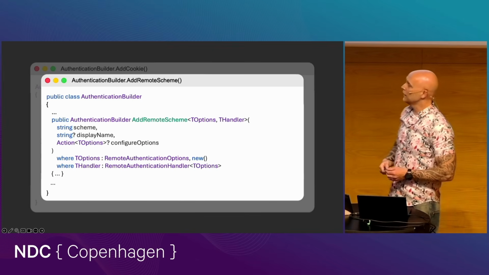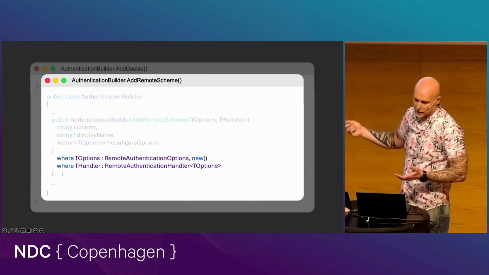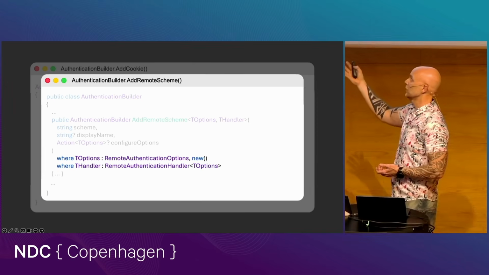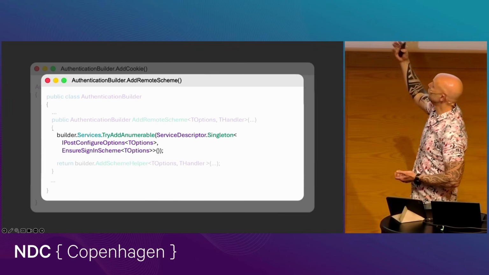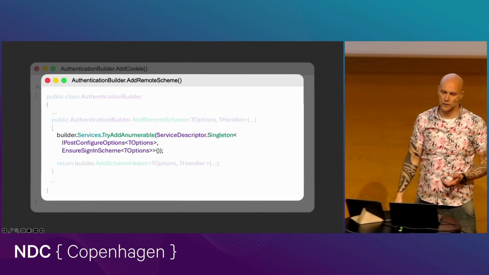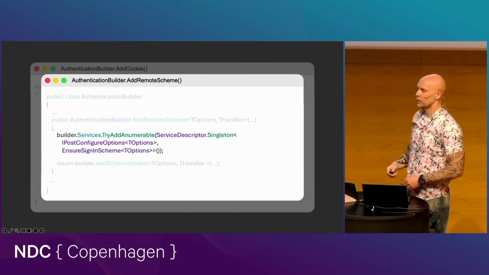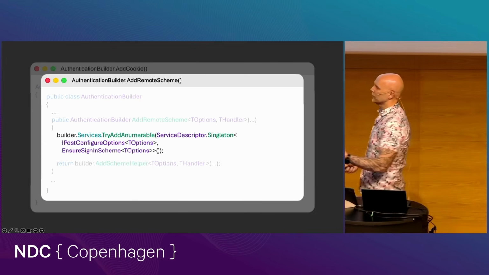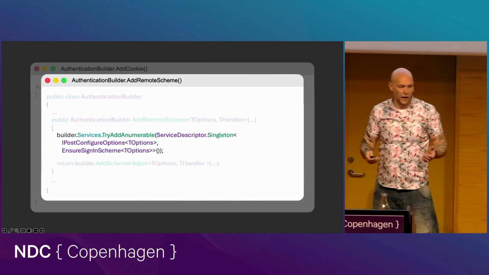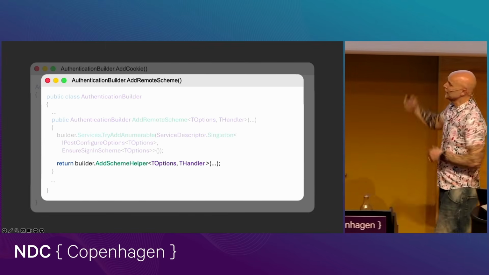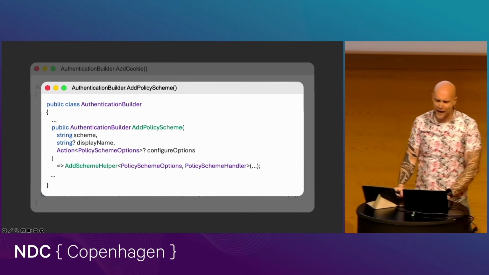Besides addScheme, we also have addRemoteScheme, which is kind of the same thing. The only difference is that it requires remote authentication options and remote authentication handler. It also calls the addRemoteScheme on Authentication Builder, which the only thing it really does differently is that it adds this thing that verifies that you have set up sign-in scheme, because if you haven't set that up, it's going to explode in your face. And then it calls that addSchemeHelper. Very boring. The last one, though, addPolicyScheme.